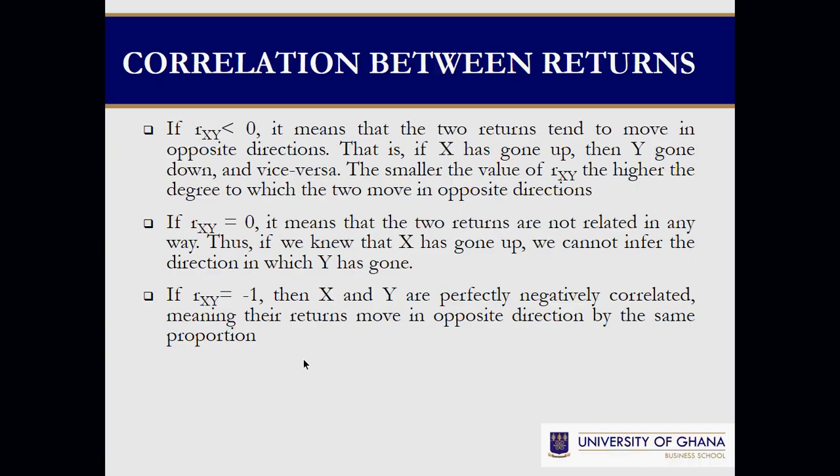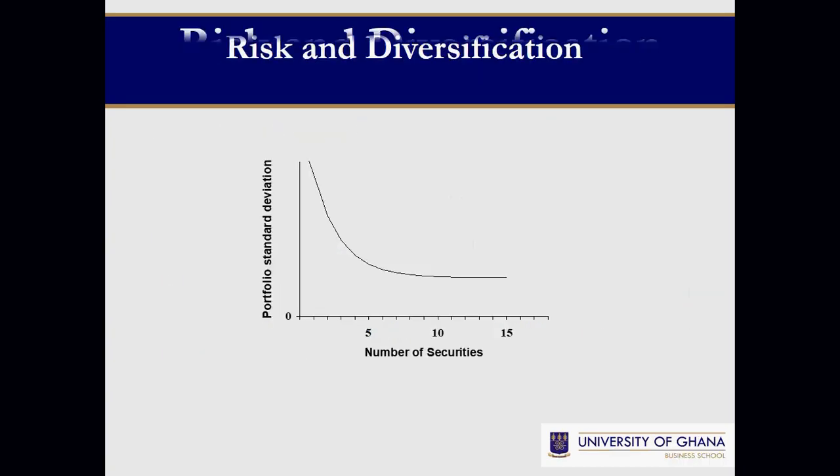If correlation is equal to 0, it means that the two returns are not correlated in any way. That is, if we knew that X has gone up, we cannot infer the direction in which Y has gone. And if correlation is equal to -1, then X and Y are perfectly negatively correlated, meaning that their returns move in opposite directions by the same proportion.